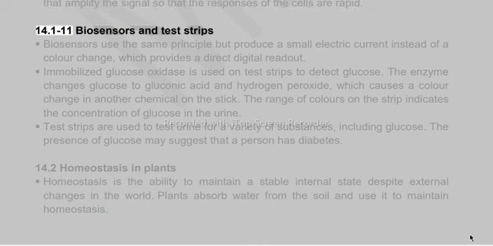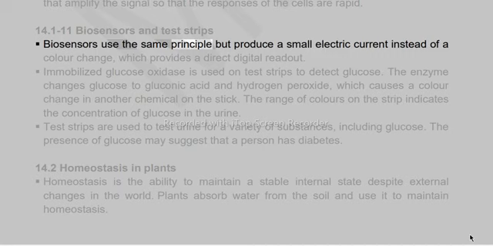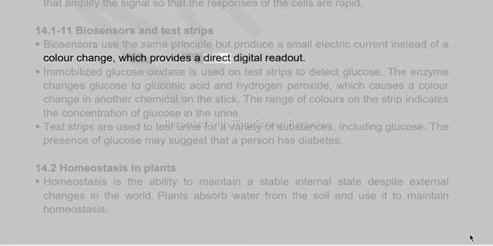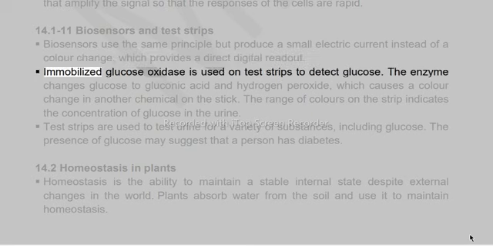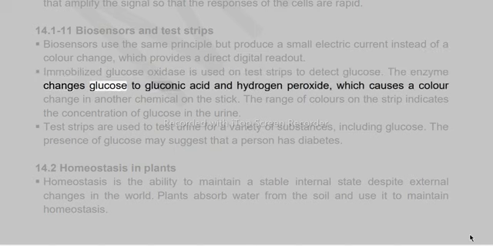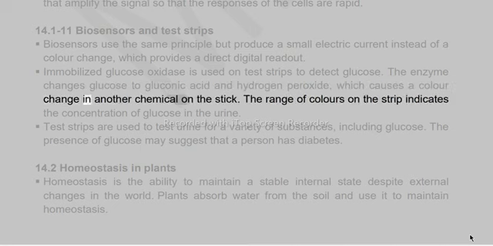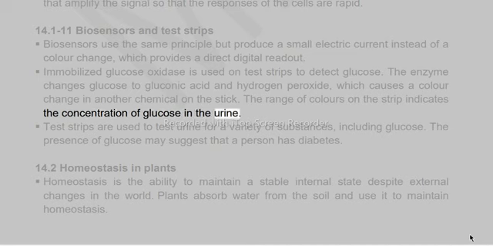Biosensors and test strips. Biosensors use the same principle but produce a small electric current instead of a color change, which provides a direct digital readout. Immobilized glucose oxidase is used on test strips to detect glucose. The enzyme changes glucose to gluconic acid and hydrogen peroxide, which causes a color change in another chemical on the stick. The range of colors on the strip indicates the concentration of glucose in the urine.